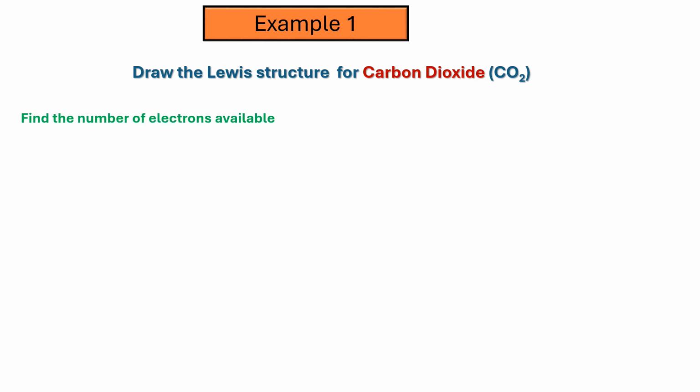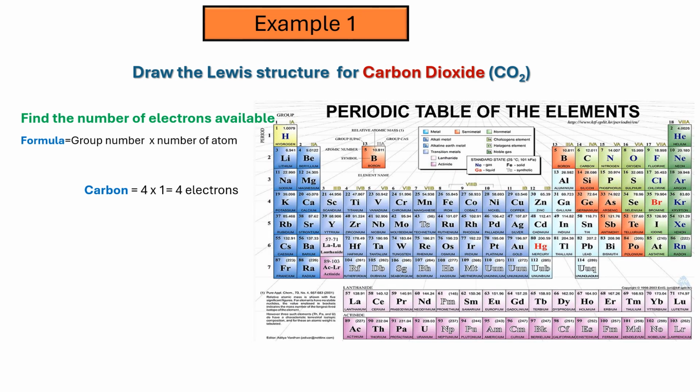First, we need to find the total number of electrons we have available, which would be given by the group number times the number of atoms. For example, we need to find the total number provided by carbon. Carbon is in group 4. From the periodic table, we can see that, and we only have one carbon, so 4 times 1 equals 4. So carbon provides 4 electrons.